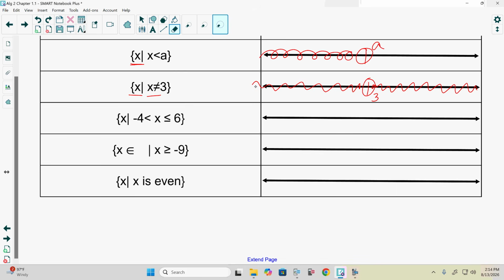It's actually the entire number line. It's just not 3. I don't know what 3 did, but apparently he's out. Yep.